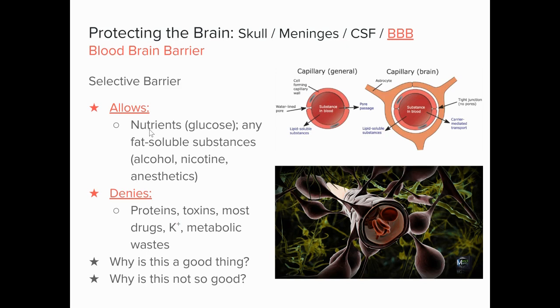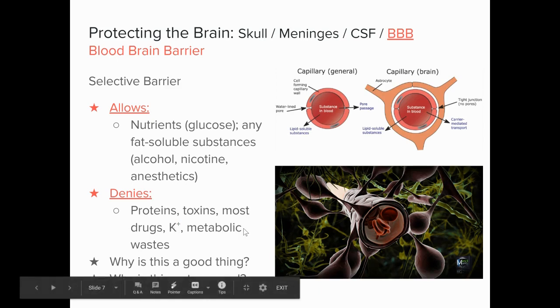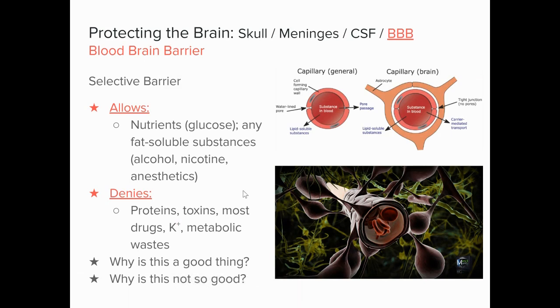blood-brain barrier allows nutrients, glucose, extremely important, sugar, any fat-soluble substances, right? It allows alcohol, nicotine, and anesthetics. All right, but it denies proteins, toxins, most drugs, potassium, and metabolic wastes. All right, so why is this a good thing and why is this a bad thing? So I'm not going to go over that now. That's going to be part of your flip grid.